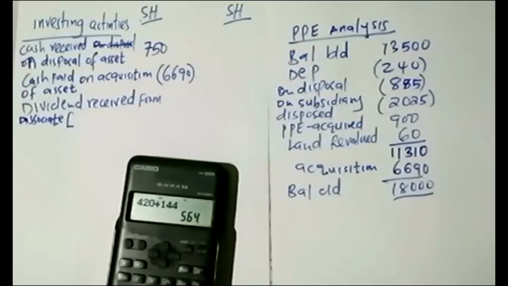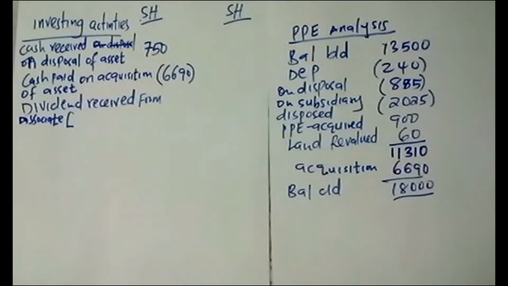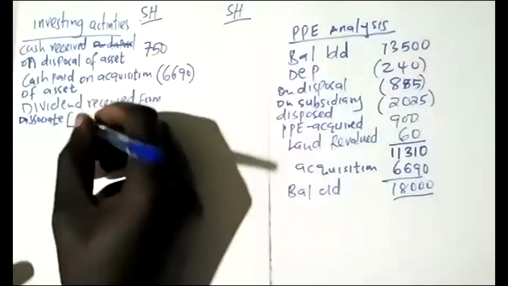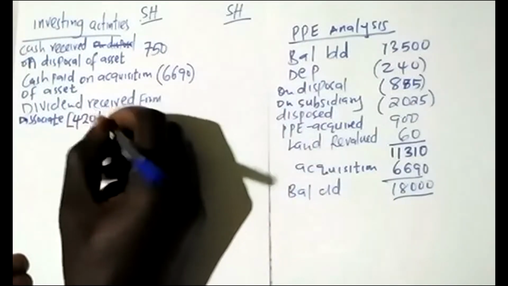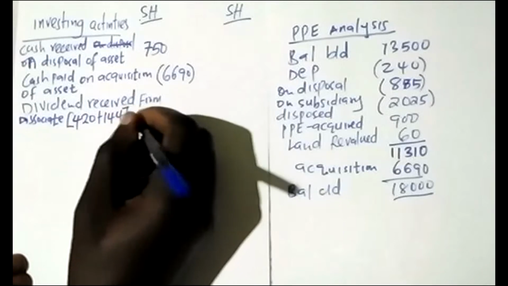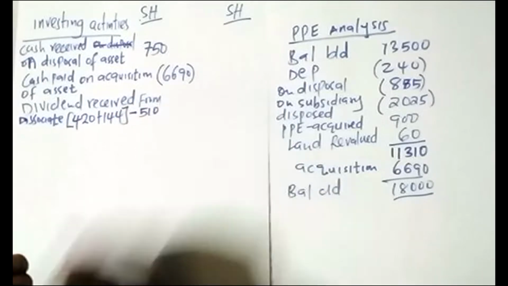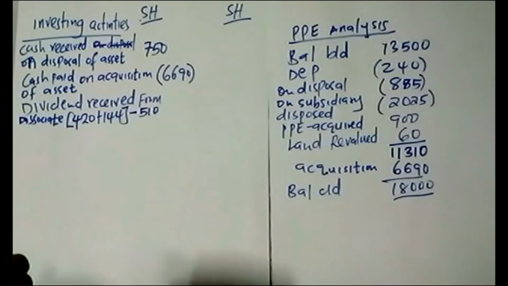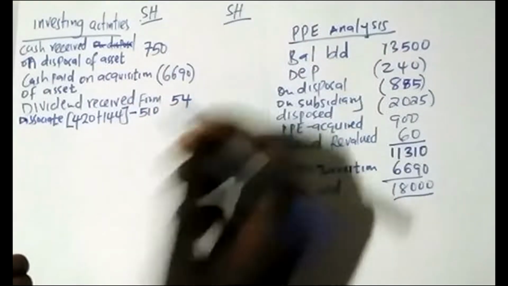After I've taken 420 plus 144, I'm getting 564. But the balance at the end is 510. So you can see it reduced. Instead of being 564, it's 510. Which means that they received a dividend of 54. I will write here 420 plus 144 minus 510, so that is 54.